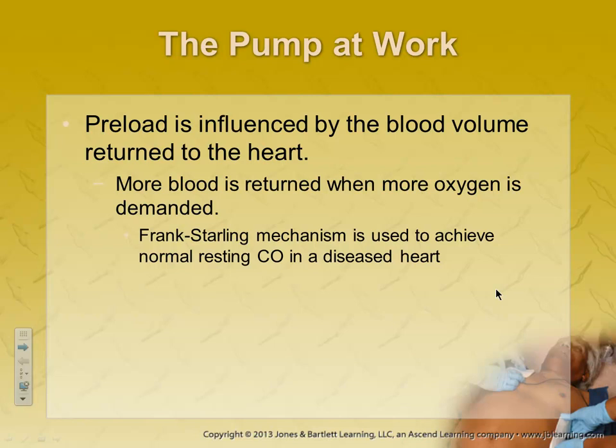Going back to preload, it's influenced by the blood volume returned to the heart. More blood is returned when more oxygen is demanded, because we're going to have more blood to be oxygenated in the lungs. So we're going to try to increase preload so that we can, in turn, increase cardiac output. Does that make sense? The body's going to shunt more blood to the heart so that the heart can get more blood out to the body.